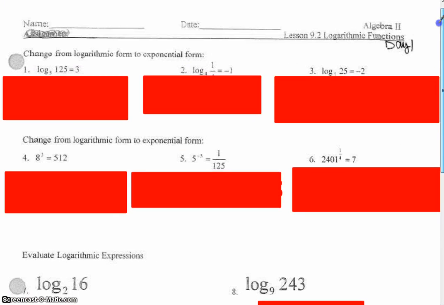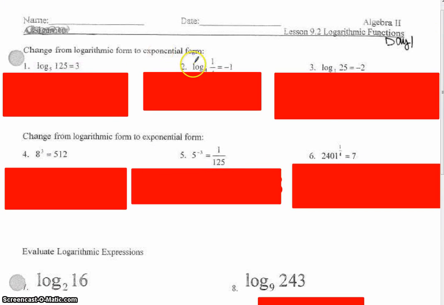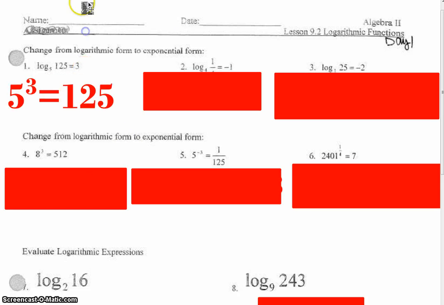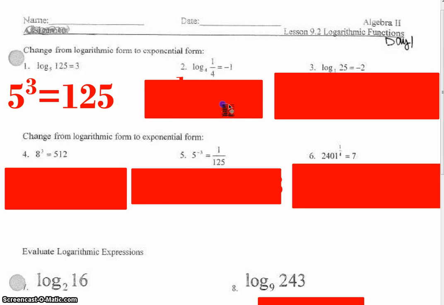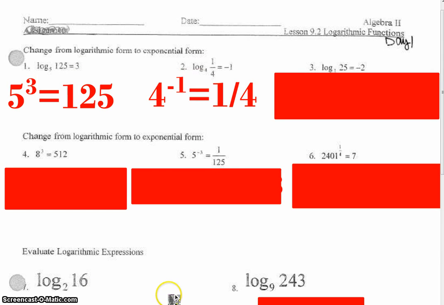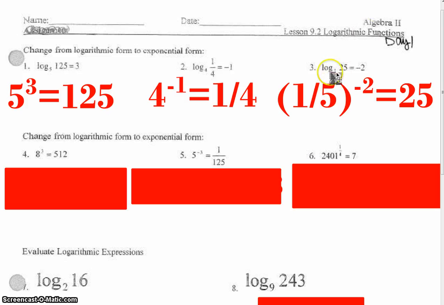Going to the next page. Right here, it just wants you to kind of refresh your memory. Change it from logarithmic to exponential. So this would be 5 to the 3rd equals 125. This would be 4 to the negative 1 equals 1/4. 5 to the negative 2 is, 1/5 to the negative 2 is 25. You're just moving things around.